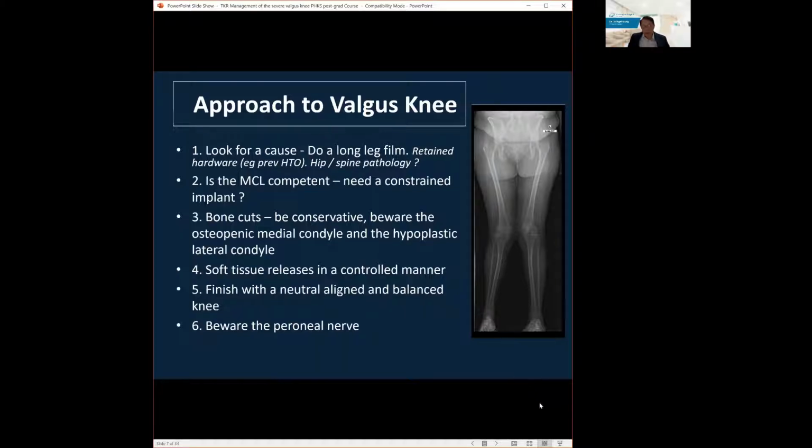In this lecture, we will then talk about how we approach the bone cuts as well as the soft tissue releases in a controlled manner, so that at the end of the day, we finish up with a neutral aligned knee that is balanced through the range of motion. And of course, we talk about some known complications associated with the valgus knee.